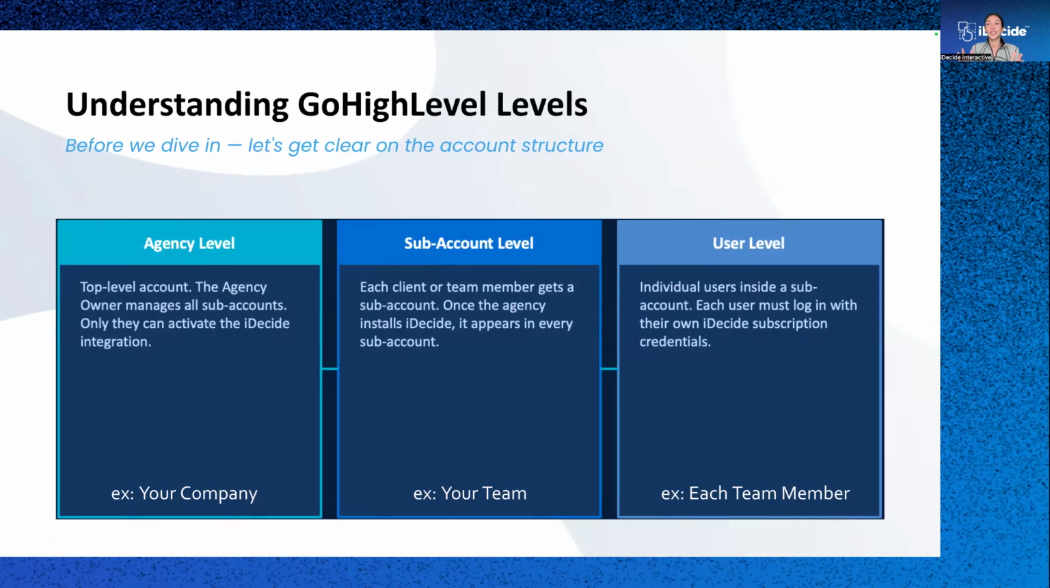So first is, what the heck is an agency versus sub account level, right? It's really important to understand the structure of GoHighLevel because it's really important in the iDecide integration part of it. So the agency owner is the person that owns the entire GoHighLevel account, and then they manage all of the different sub accounts. A sub account is going to be the individual teams within teams or companies within the agency. And then the user is going to be the individual reps or people that are assigned and use that sub account level.